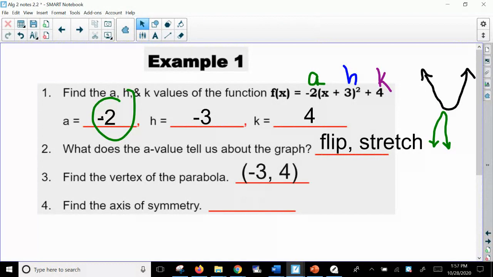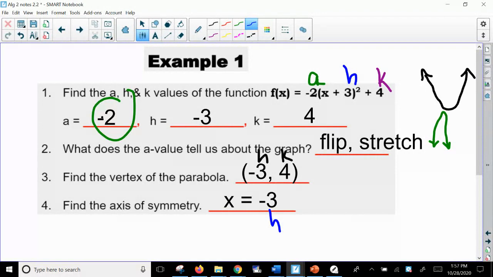The vertex of the parabola is -3, 4. Remember, we got that from h and k. So our vertex is h, k. The axis of symmetry is x equals -3. Remember, we got the -3 from the h. Axis of symmetry is always x equals h. That's review, okay? Except for number 3 and 4. Number 1 and 2 is review. You should know that already.